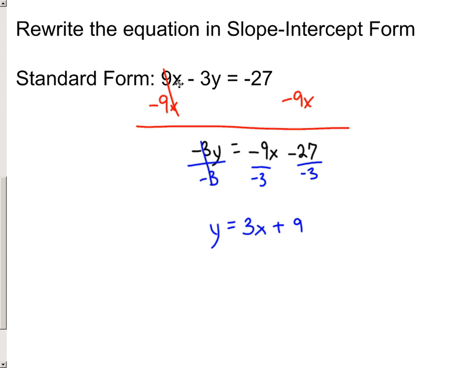So there you go. We've gone from standard form to slope-intercept form, and the y is all by itself. It has the x term next, and then it's just got another number being added or subtracted. Let's take a look at a few other of these problems and make sure that you feel a little bit more comfortable with it.